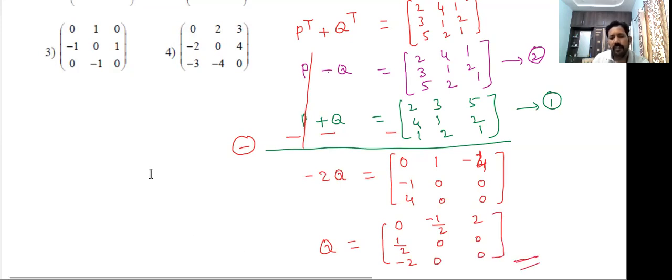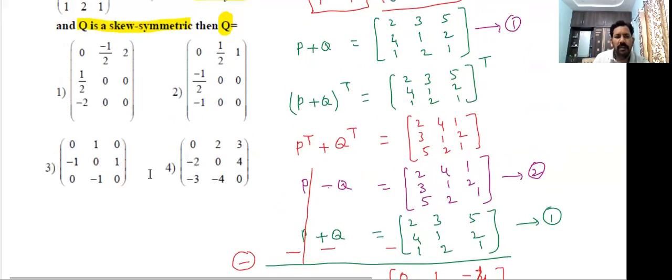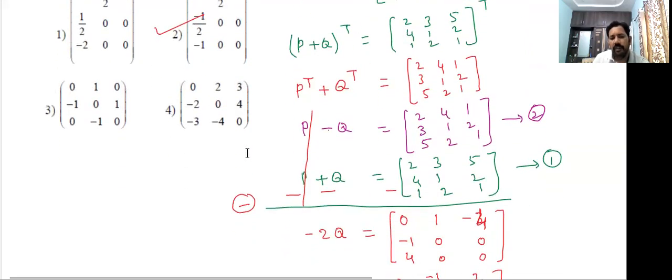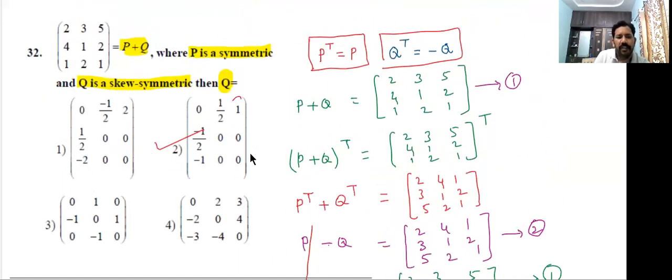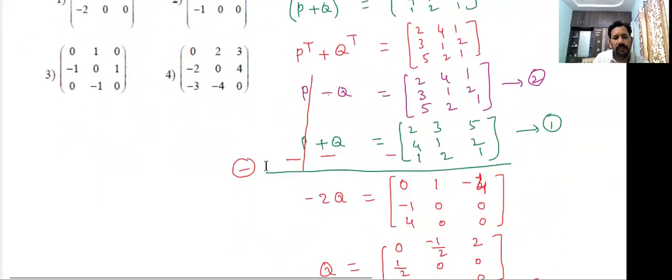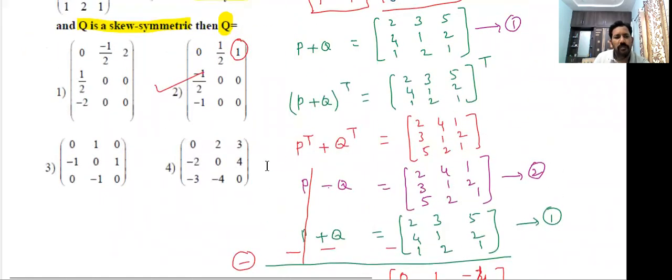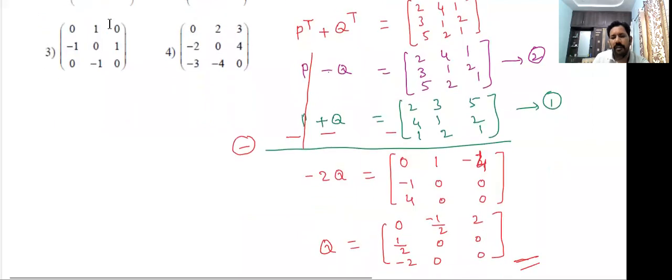Which option is correct, students? I think the second option is correct. But in the second option, 1 is there, but we got 2. No, the first option is correct, not the second option. First option correct.